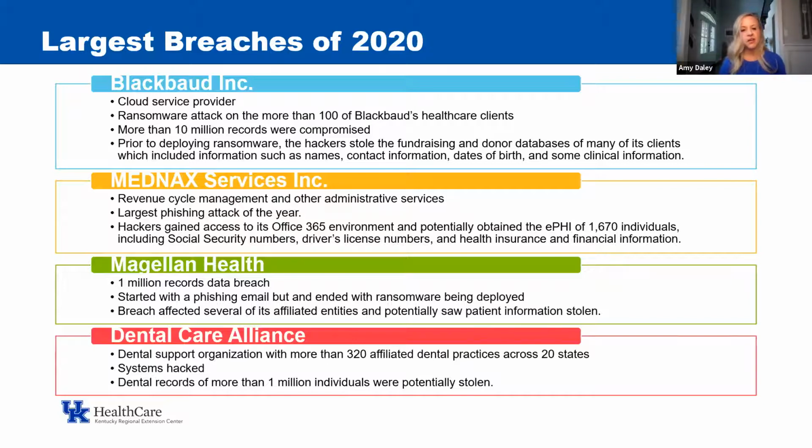MedNax Services was another one. They are a revenue cycle management business associate, and they offer other administrative services. They suffered the largest phishing attack of the year. Hackers gained access to an Office 365 environment and obtained the electronic protected health information of over 1,600 individuals, including social security numbers, driver's license, health insurance, and financial information.